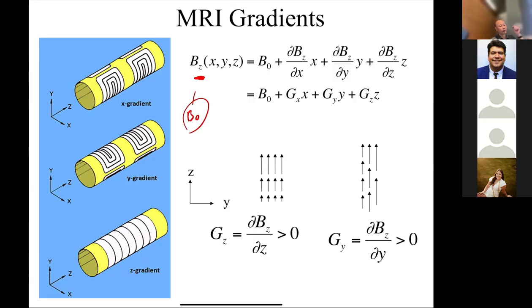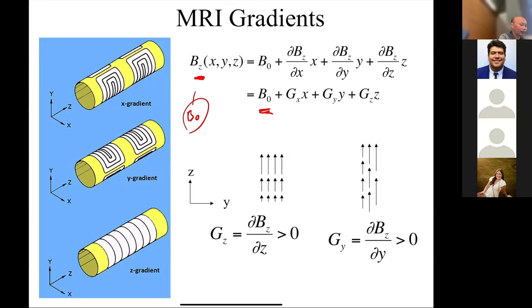So there's always going to be a B0 part of the field. We're going to assume there's a uniform part of the field, and then on top of that, we're going to add what we call gradients in the field, because these are fields pointing in the Z direction, but they're going to change. For example, it could get stronger or weaker as I go in the Z direction, or it could get stronger or weaker as I go in the X direction or the Y direction. That's what we mean by gradient.